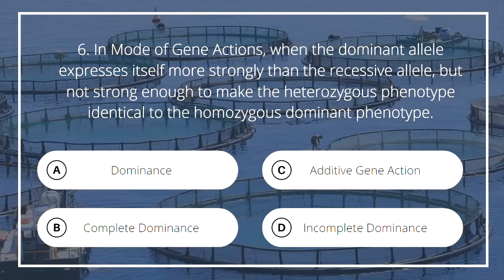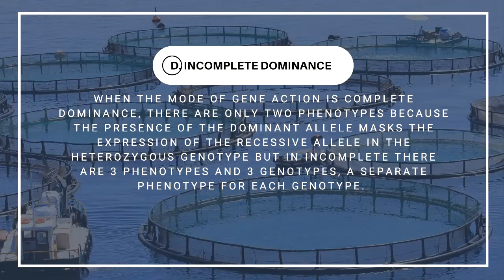Number 6. In mode of gene actions, when the dominant allele expresses itself more strongly than the recessive allele, but not strong enough to make the heterozygous phenotype identical to the homozygous dominant phenotype. A. Dominance. B. Complete dominance. C. Additive gene action. D. Incomplete dominance. Answer: D. Incomplete dominance.